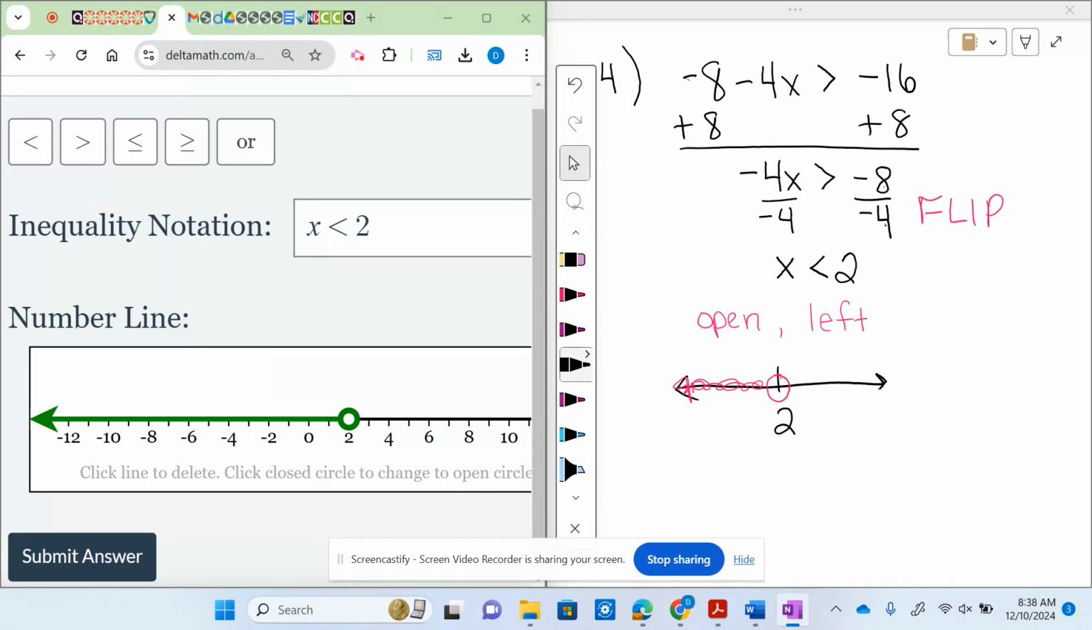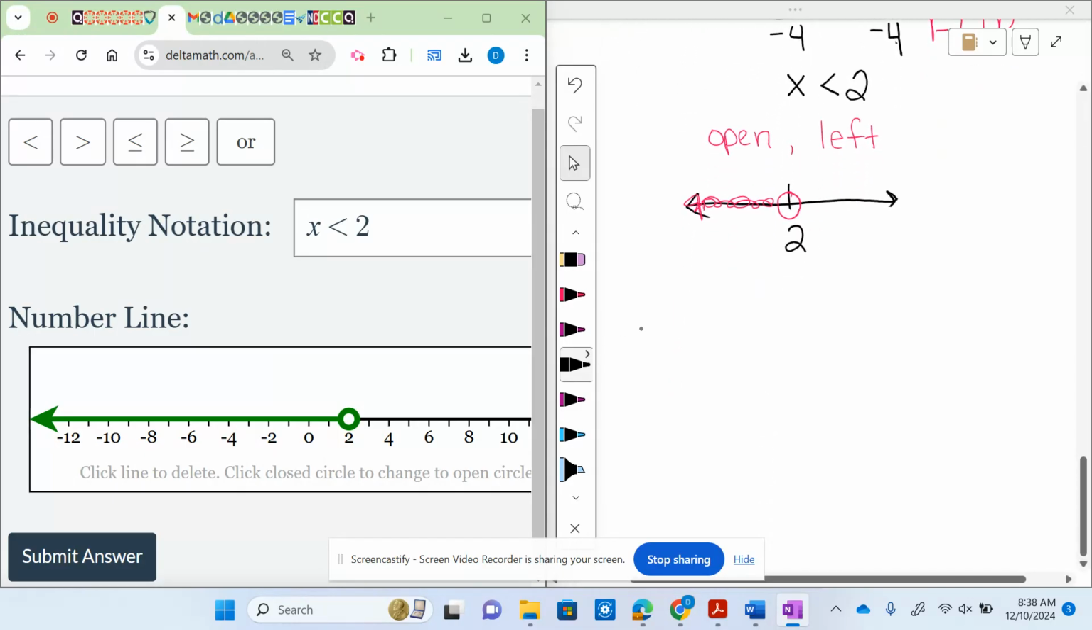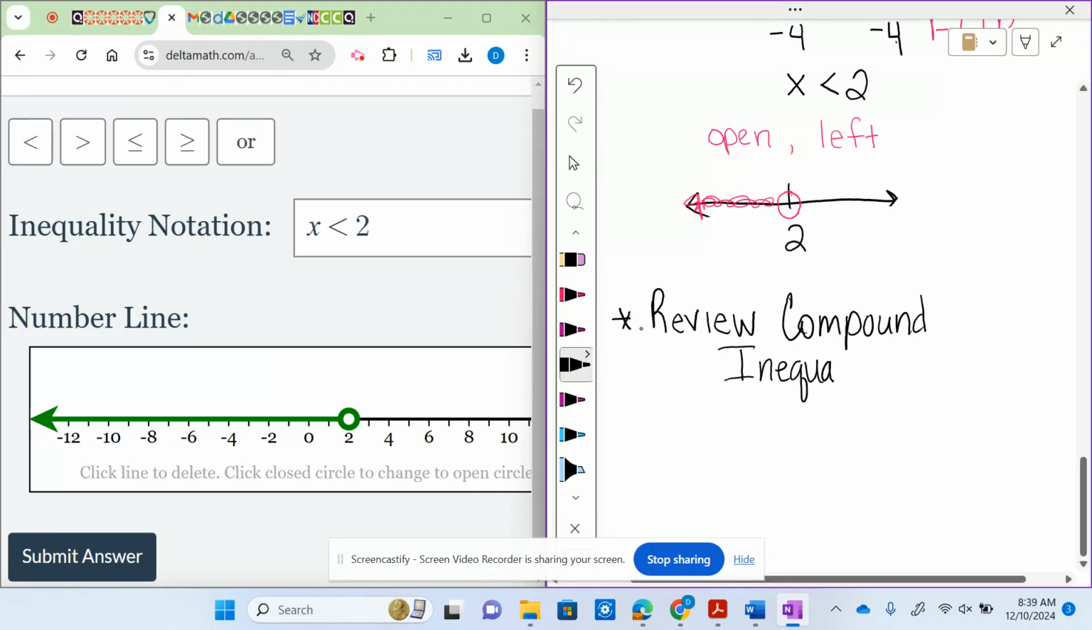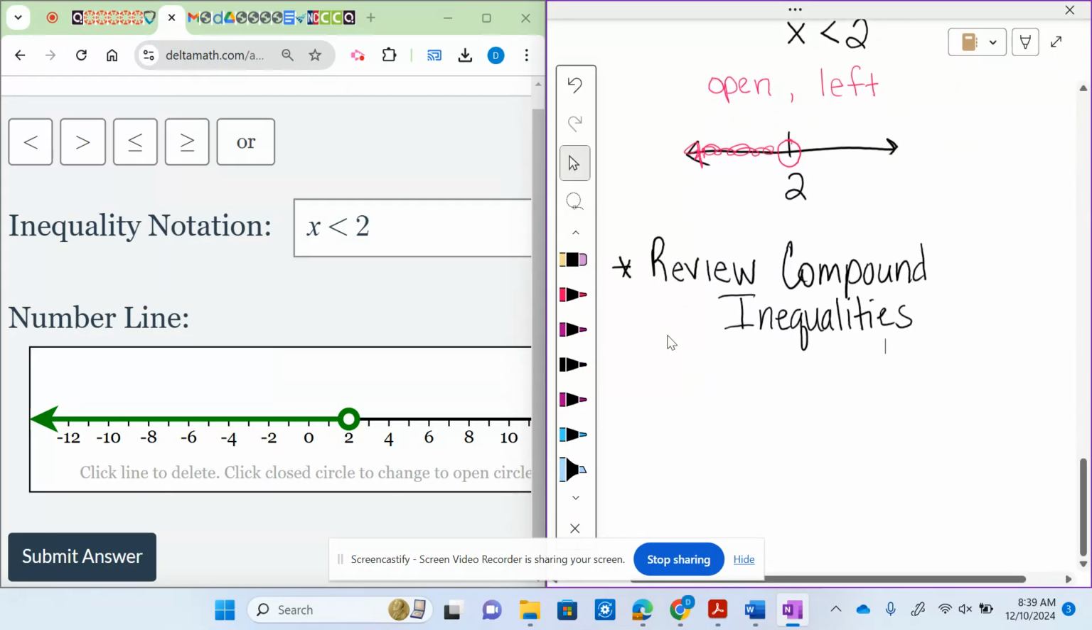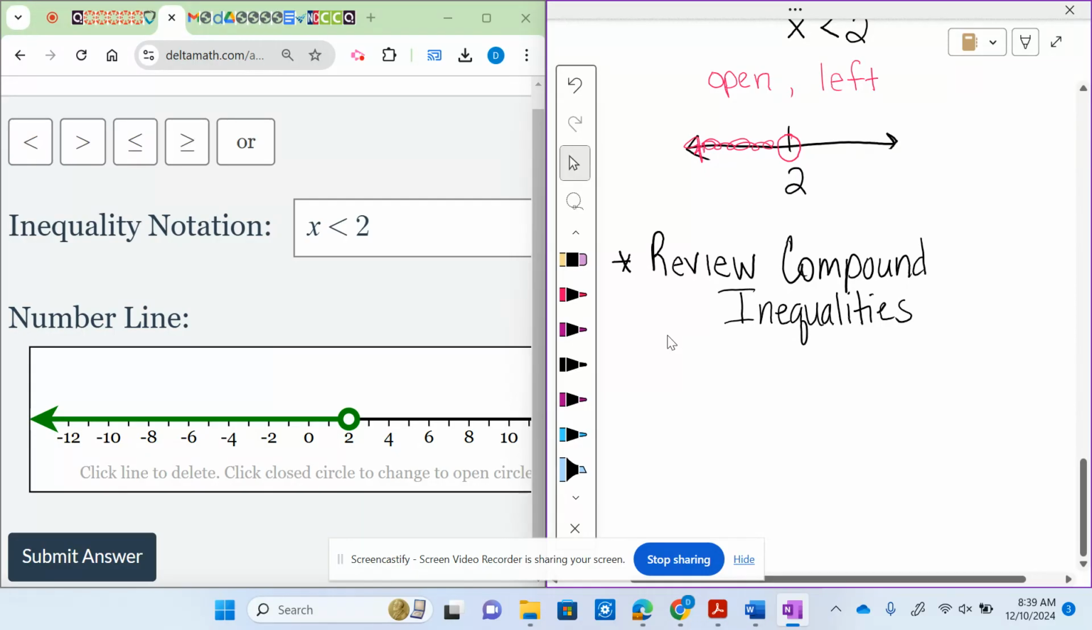So before we go on to number 5, I'm going to write a note. We're going to review compound inequalities. I hope that we're writing this down. Tyler, pick up your pencil for me. Come on. We're reviewing compound inequalities. You need to write that down.